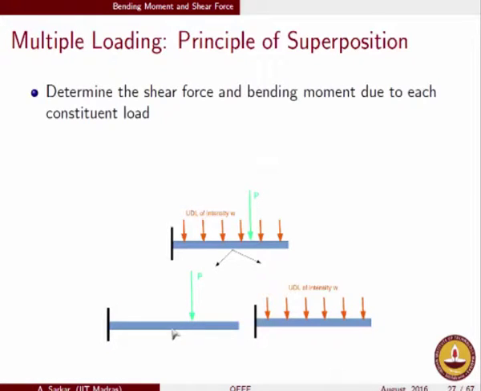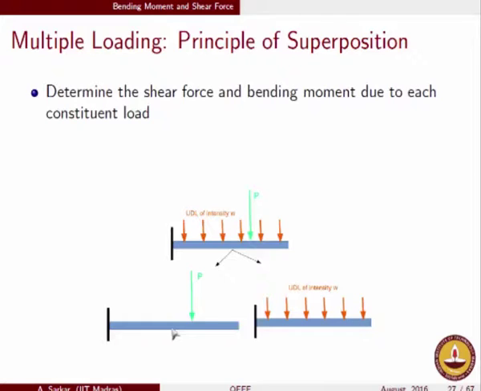Now in lots of cases we will get to see that there is not only a single force but different types of loadings, both UDL as well as point load. What we have done is we have taken one example which is a UDL, and the other example which was a point load. Now in case you have a situation where there is both a uniformly distributed load as well as a point load, then how do we solve them?